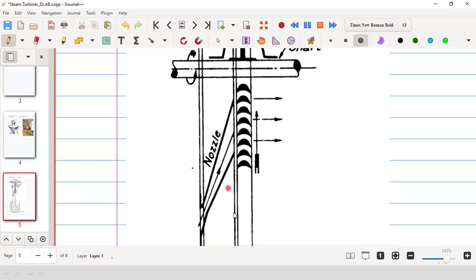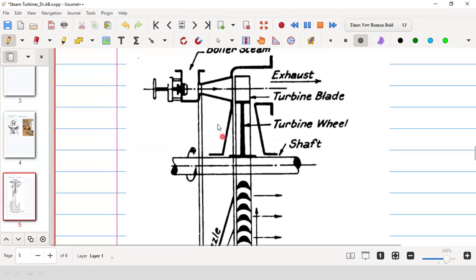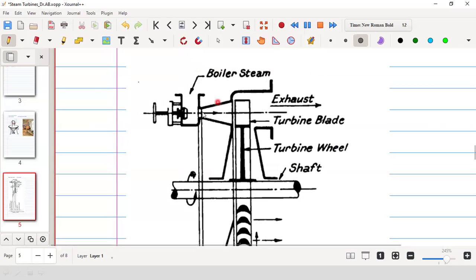Okay. In general, it is not distributed throughout the periphery. Only a few nozzles or a number of nozzles are there. It is not continuously distributed in general. Okay. So what is happening? You see that this is the nozzle.